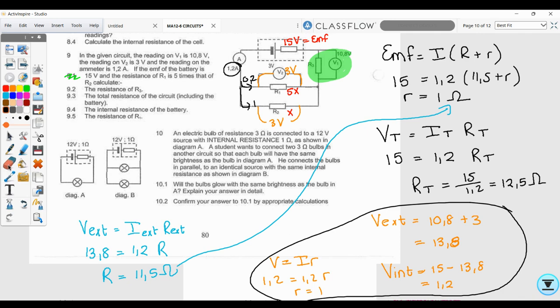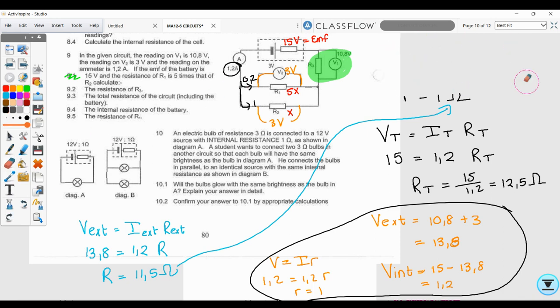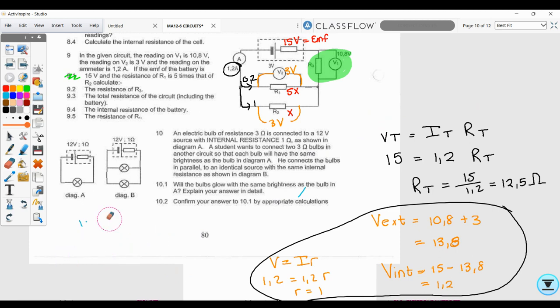And then you can use V equals IR again. Our magic equation. So you're going to say V is equal to I times R. R1 is what they're asking us for. So V there is 3, which is equal to the 0,2 times R1. So R1 is 3 over 0,2. What is it? 15 ohms.